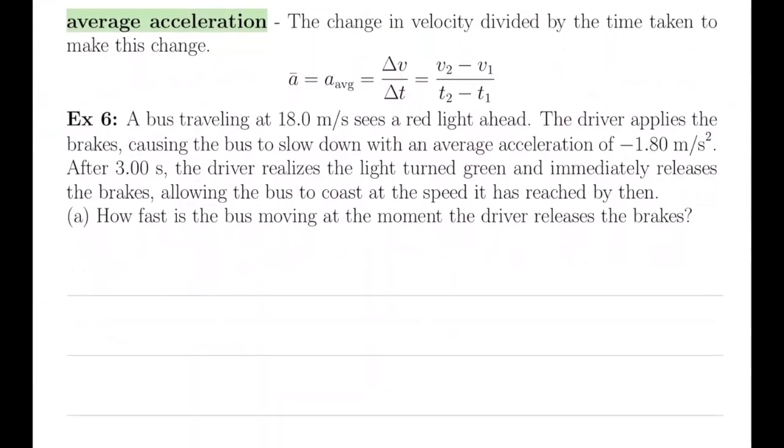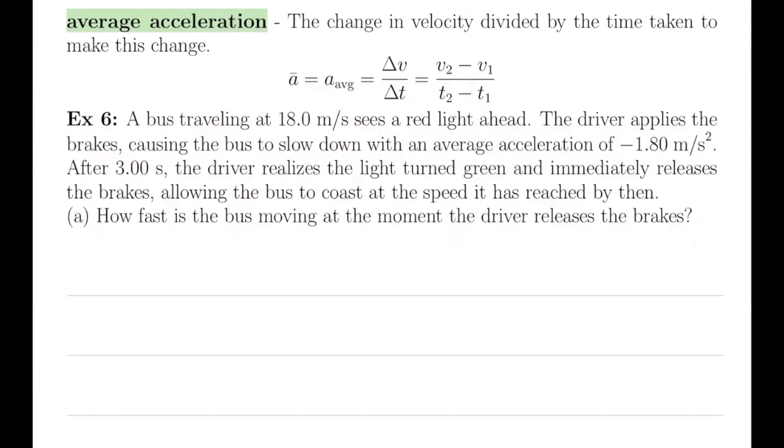We have a bus traveling at 18 meters per second and it sees a red light ahead. The driver applies the brakes, causing the bus to slow down with an average acceleration of negative 1.8 meters per second squared. After 3 seconds, the driver realizes the light turned green and immediately releases the brakes, allowing the bus to coast at the speed it has reached by then. How fast is the bus moving at the moment the driver releases the brakes?